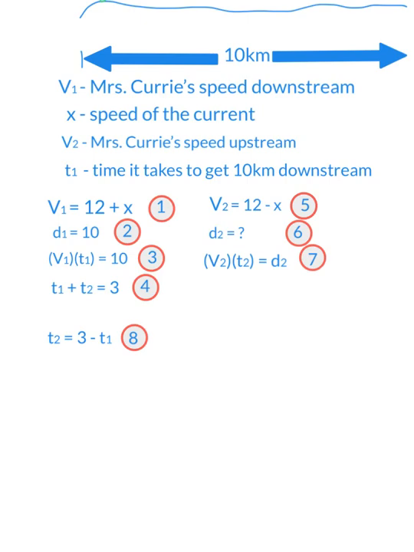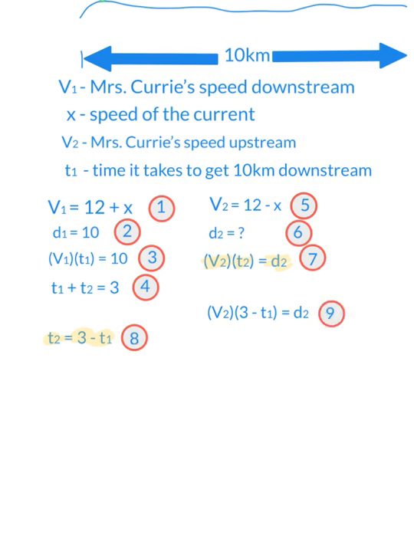All right, now that we have them numbered 1 through 8 there, I can say from number 7, we have V2 times T2 equals D2. So we can replace T2 with 3 minus T1. So V2 times 3 minus T1 equals D2. And we'll call that equation number 9.